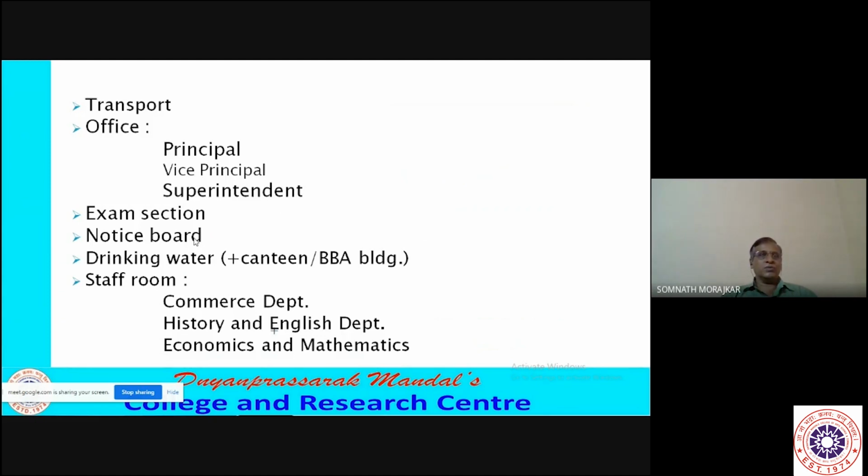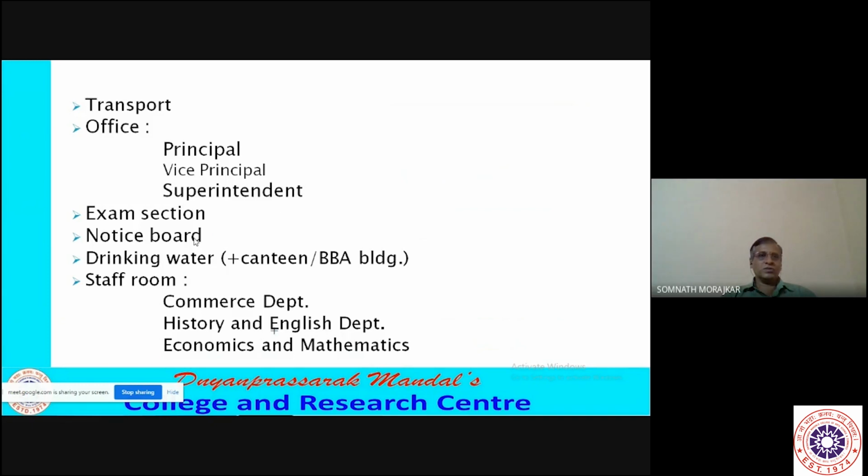For that, you have to inform the steno receptionist who is sitting outside the principal's cabin. Whereas the vice principal's cabin is always open. So in case of any query or any clarification you require, you can meet the vice principal and sort out your queries.